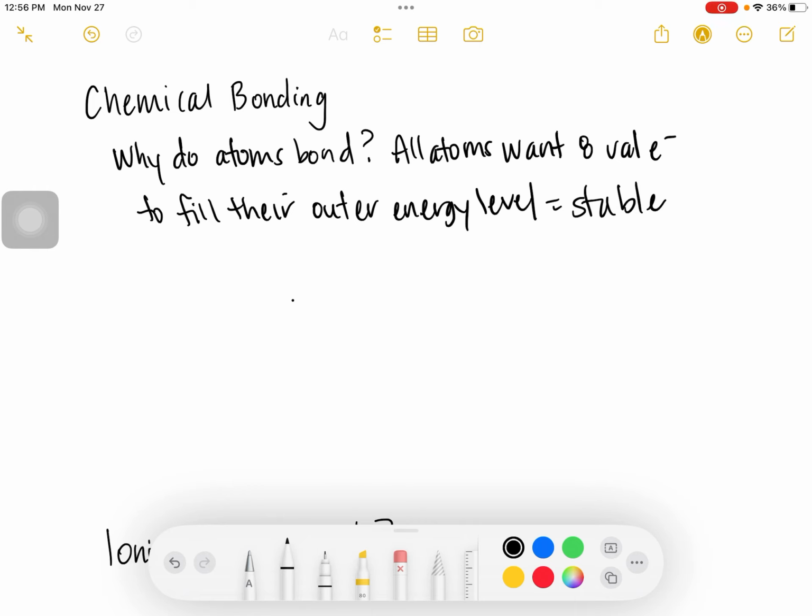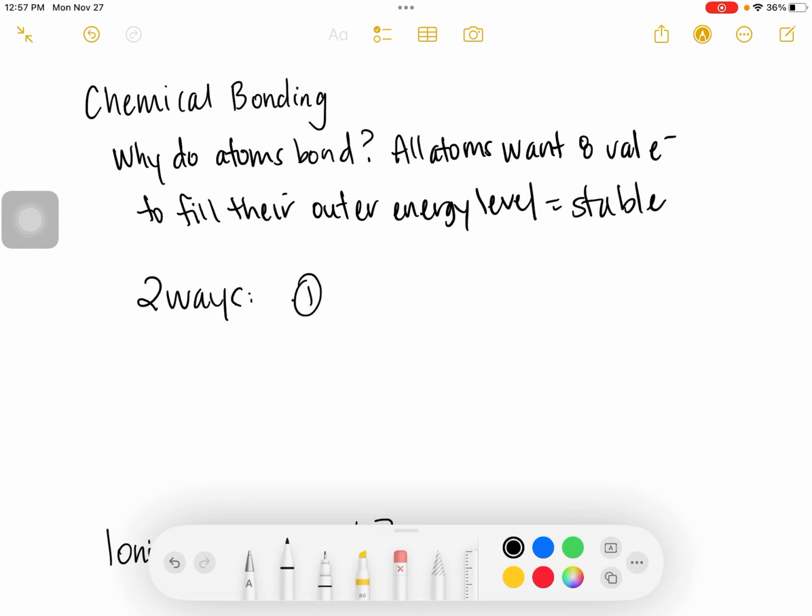We talked about that when we talked about the octet rule and ion formation and the gain and loss of electrons and formation of ions. But this is the why to chemical bonding. Okay, atoms bond so that they can acquire 8 valence electrons and then become stable. And they're going to do this in 2 ways that we're going to focus on.